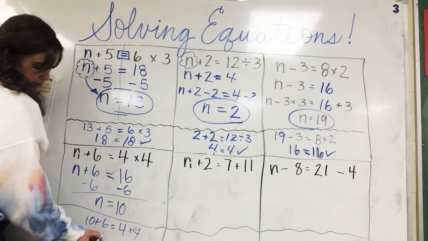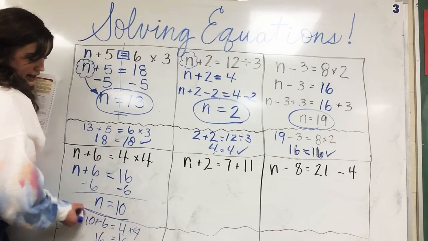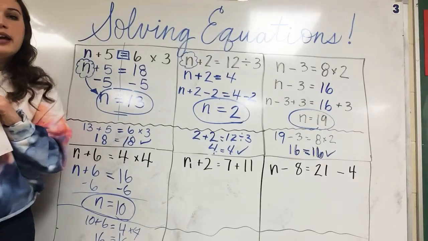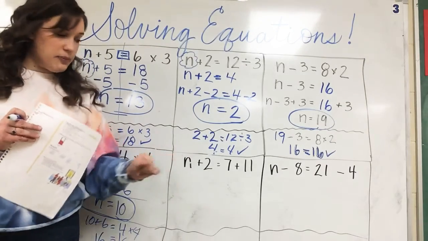And 10 plus 6 is what? 16. 4 times 4 is what? 16. So we are all good. n equals 10 is our answer, okay? If you need to pause this to copy that stuff down, that's fine. Let's go on to B.